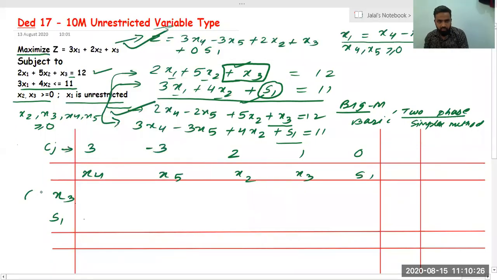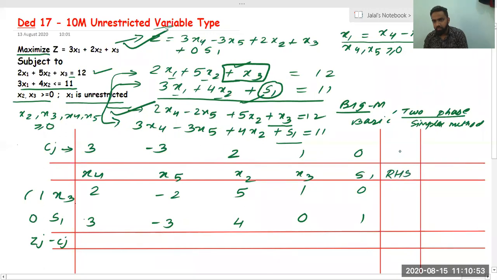So x3 is equal to 1, s1 is equal to 0, zj minus cj. I'll try to just complete it for you. x3 is equal to 1, 0, 0, 1. So what are the values? 2, minus 2, 5, 1, 0. And next will be 3, minus 3, 4, 0, 1. And this is RHS. This will be 0.